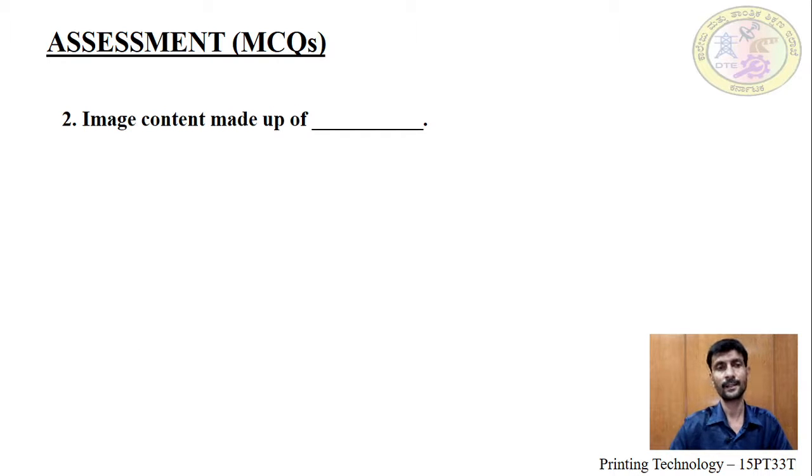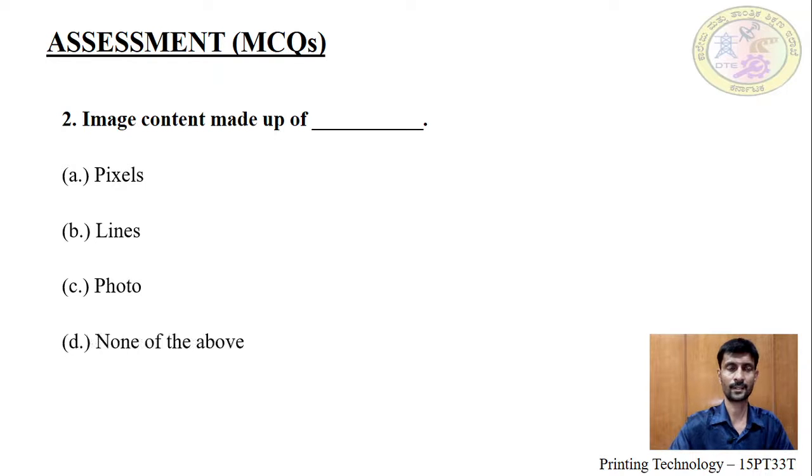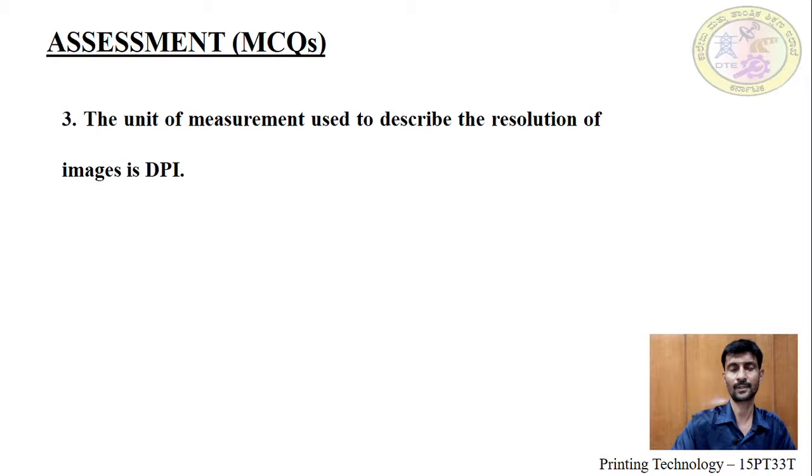Next question. Image content is made up of dash. The options are pixels, lines, photos and none of the above. The lines come in vector graphics, while the pixel or bit comes in raster graphics. This is the clue to answer that question.